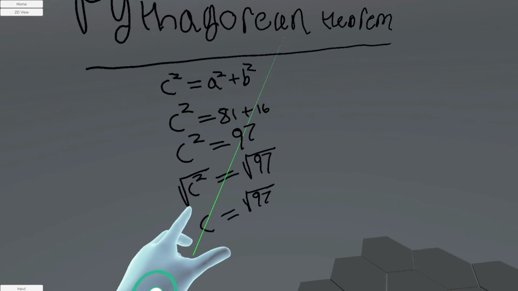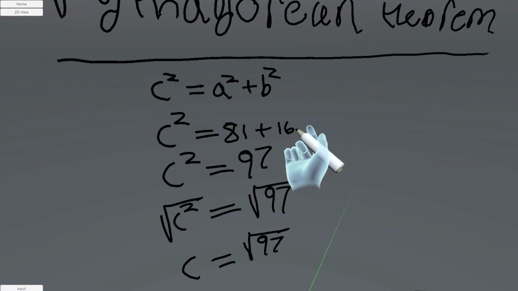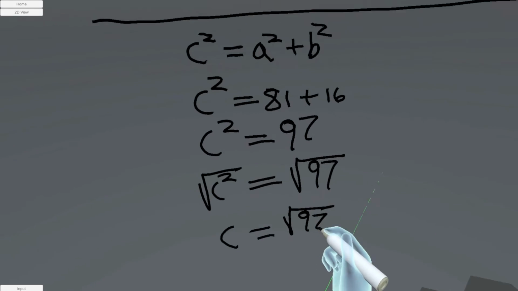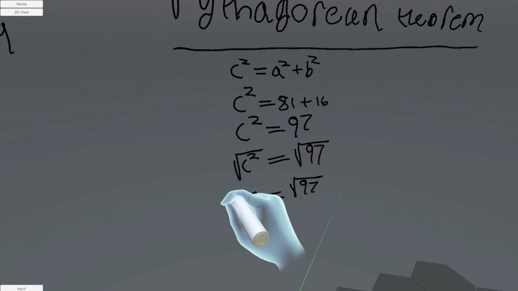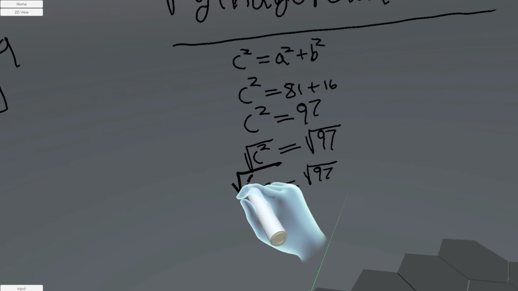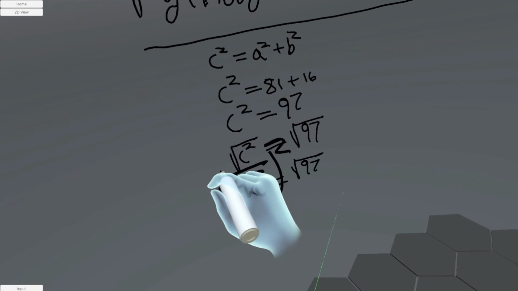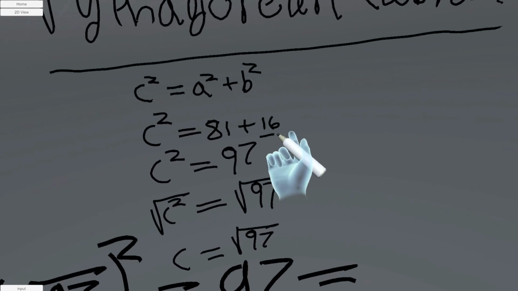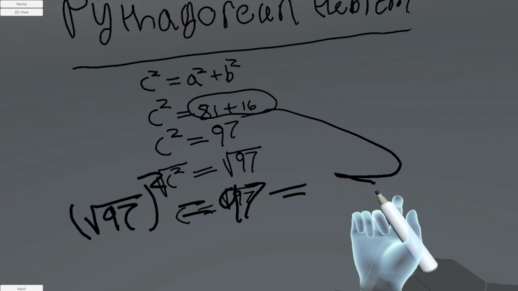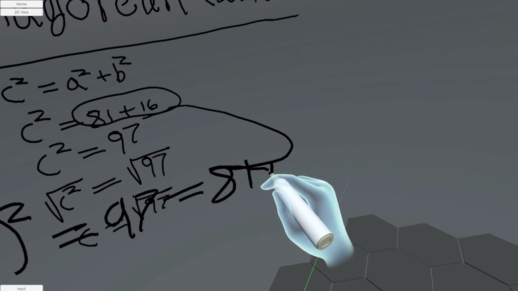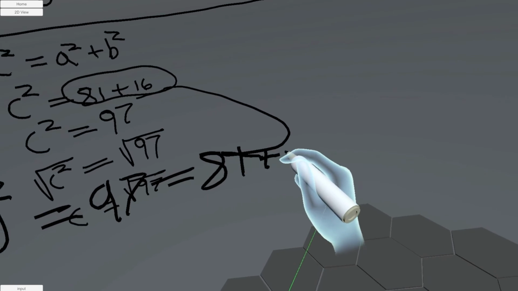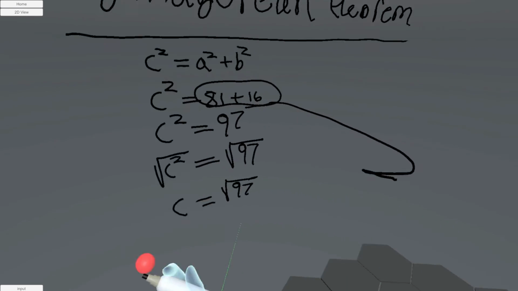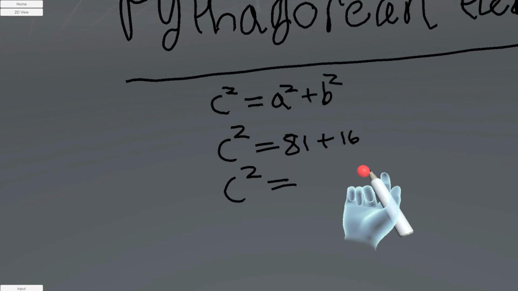And again, we'll input this one more time. We'll just use this line right here. We have c squared is equal to 81 plus 16. Well, if c is equal to the square root of 97, square root of 97 squared is equal to 97, which is indeed from here, we'll pull that out here, equal to 81 plus 16. And that is the Pythagorean theorem in a nutshell.